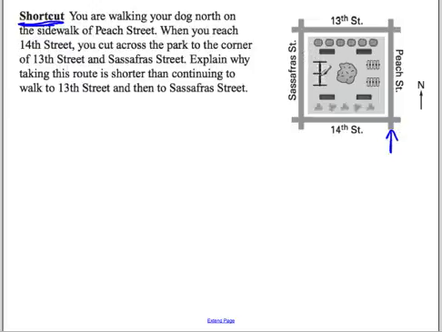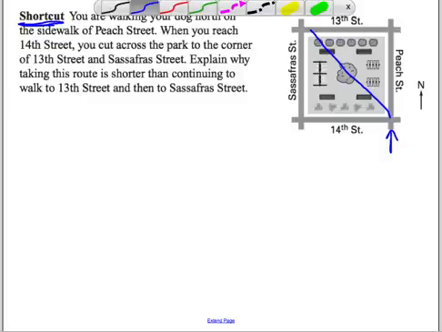That'd be really nice. You're walking your dog north on the sidewalk of Peach Street. Okay, when you reach the 14th Street, you cut across the park. You daring fool, you. You cut across the park just like this. Just the corner of 13th and Sassafras Street. Explain why taking this route is shorter than continuing to walk to 13th Street and then to Sassafras. So it's saying, why is that path shorter than you continuing up Peach Street and then cutting over this way?